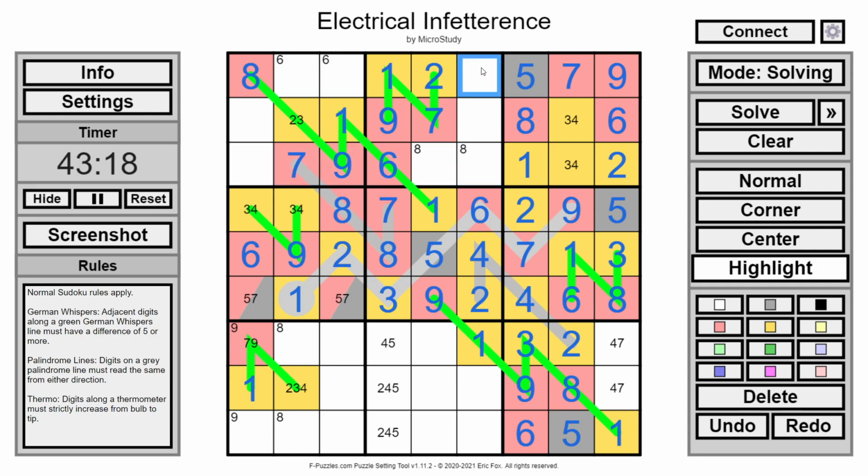I already said 8 had to be there. Oh, where can 4 go in box 2? That's just a 4, which makes that the 8.